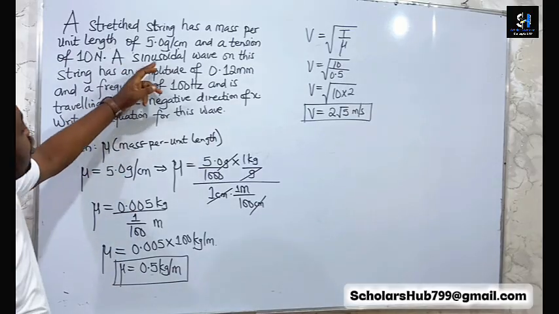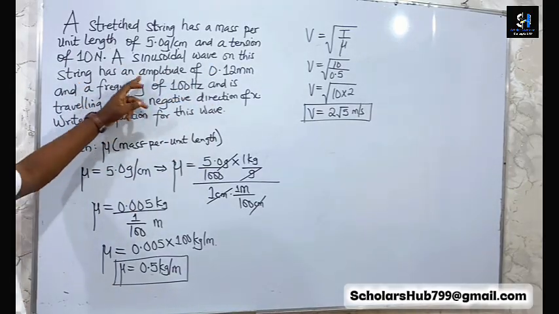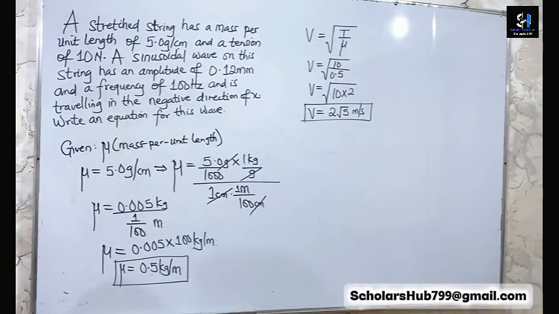Now, a sinusoidal wave on this string has an amplitude of 0.12 millimeters.